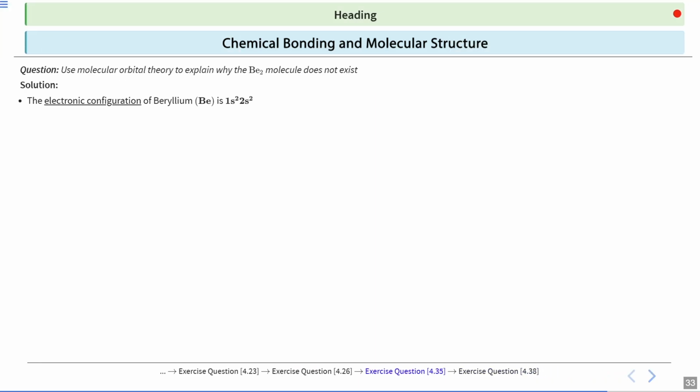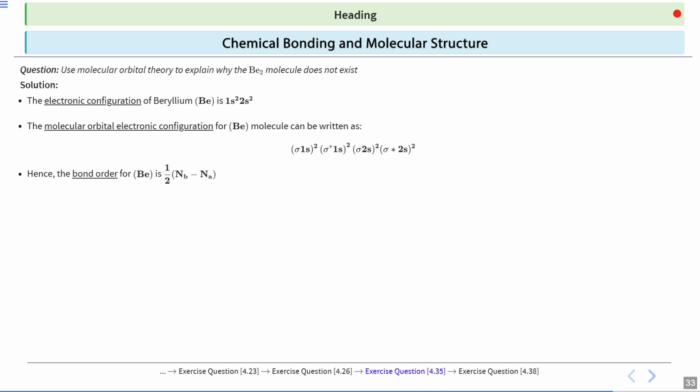If we look at the electronic configuration of beryllium, then it is 1s2, 2s2. So we can write the molecular orbital electronic configuration as follows. Sigma 1s will have 2 electrons, sigma star 1s will also have 2 electrons. Then sigma 2s will have 2 electrons, sigma star 2s will also have 2 electrons. So a total of 4 electrons were there in one beryllium atom, so that will result in a total of 8 electrons in the beryllium molecule. Okay. Now, what will be the bond order from this diagram? So 4 electrons are there in the bonding and 4 are there in the anti-bonding.